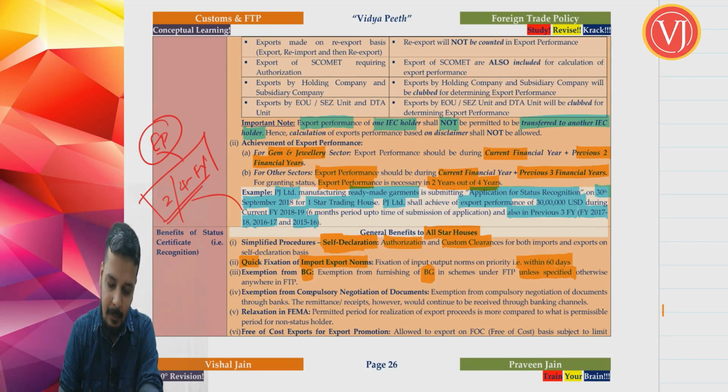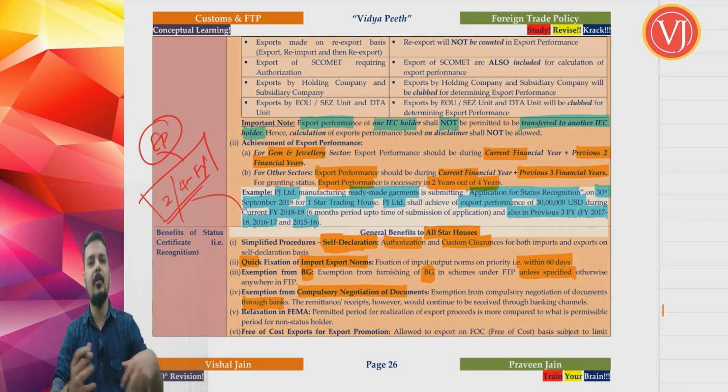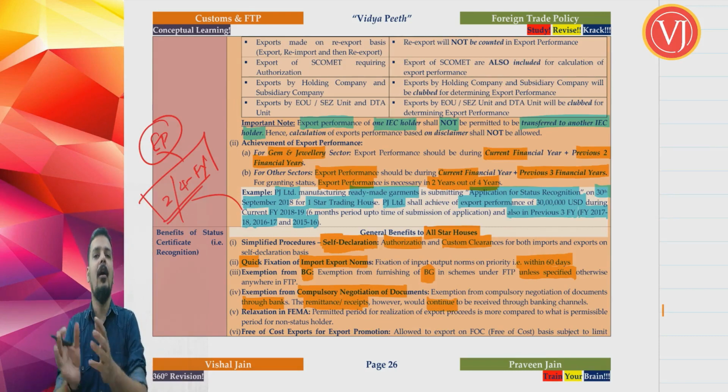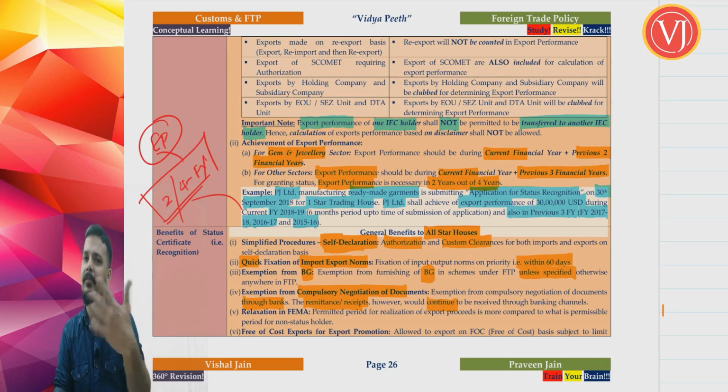Next, relaxation from compulsory negotiation of documentation through banks. A lot of documentation you have to submit through banks, that relaxation will be given, but obviously that relaxation is not for your BRC. Even a star house should give a bank realization certificate, but for the other documentation that you have to route through your banks, that relaxation will be given. Obviously remittance or receipts, that is your bank realization certificate, would continue even if you are a star house. So all the other documentation that you route through your banks, no need to give that.